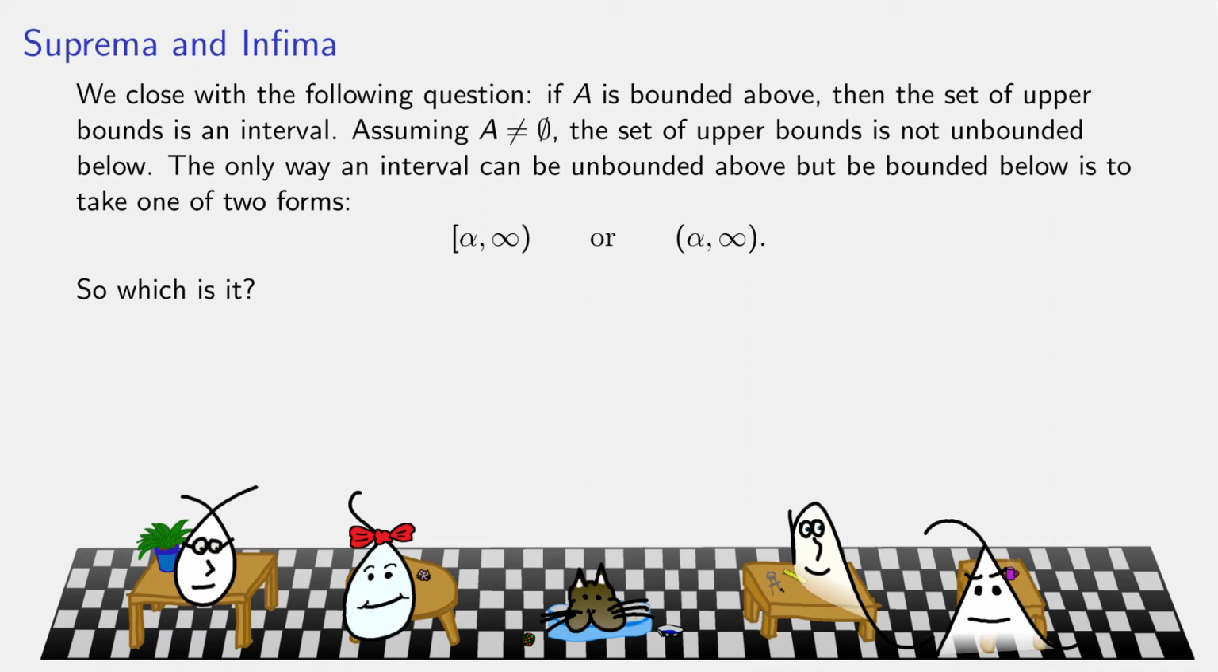So if I have a set A, which is bounded above and not empty, then I ask, what are all possible upper bounds? It's got to be an interval, which is unbounded above but not unbounded below. The only two possibilities are, it includes a left endpoint or it doesn't, but then it has to go off to infinity. So which one are we actually going to have?